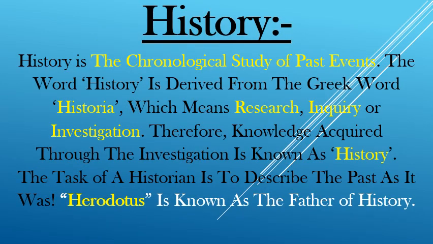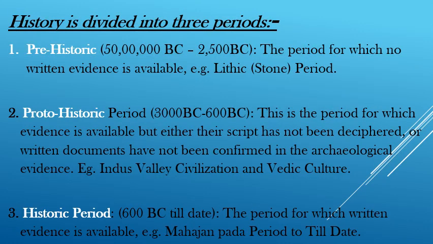What is history? History is the chronological study of past events. The word history is derived from the Greek word historia, which means research, inquiry, and investigation. Therefore, knowledge acquired through investigation is known as history. The task of a historian is to describe the past as it was. Herodotus is known as the father of history. History is divided into three periods: prehistoric, protohistoric, and historic.